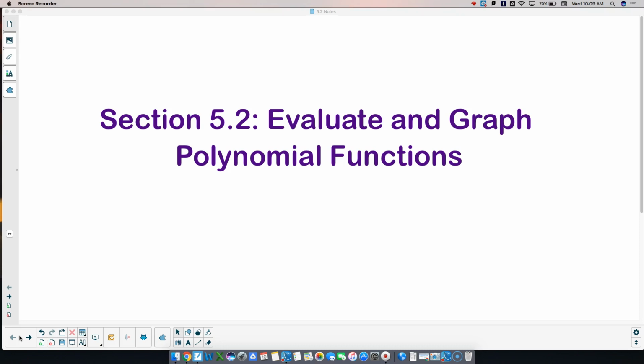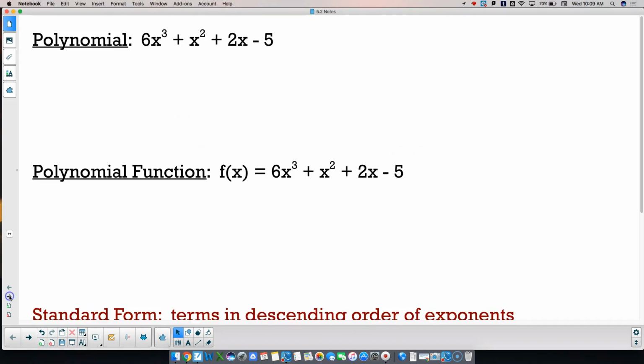So, we should probably talk about this big old P word right here, polynomial. Let's talk a little bit about that. A polynomial is an expression with terms.